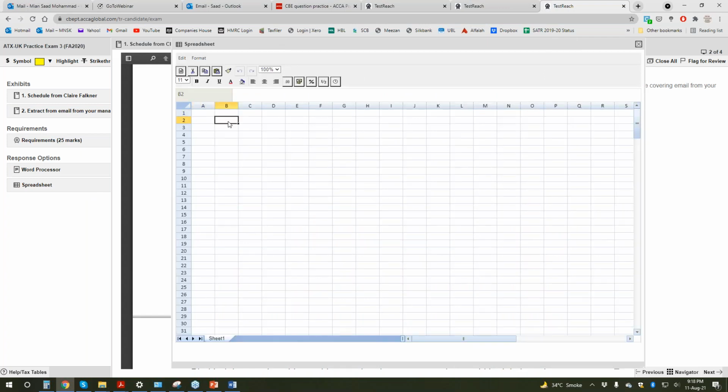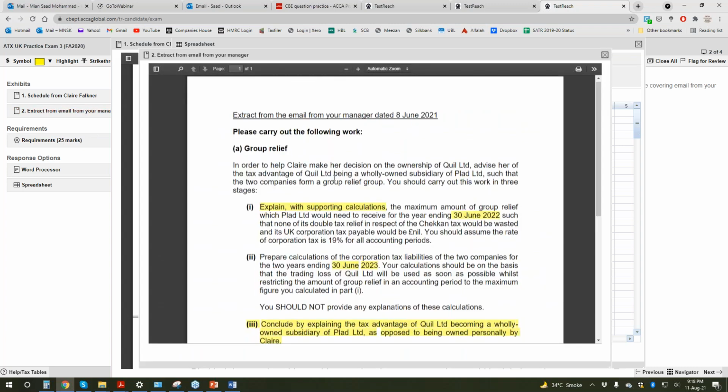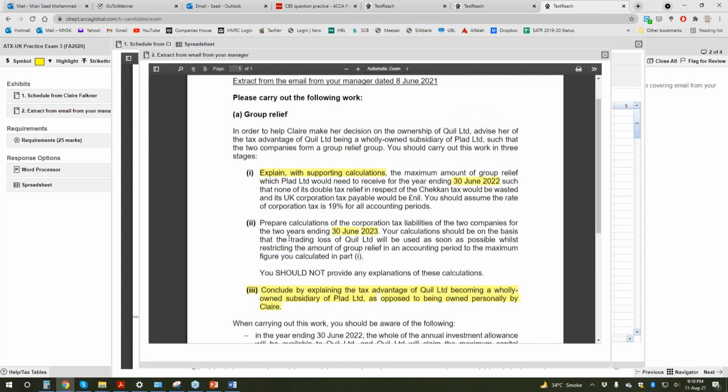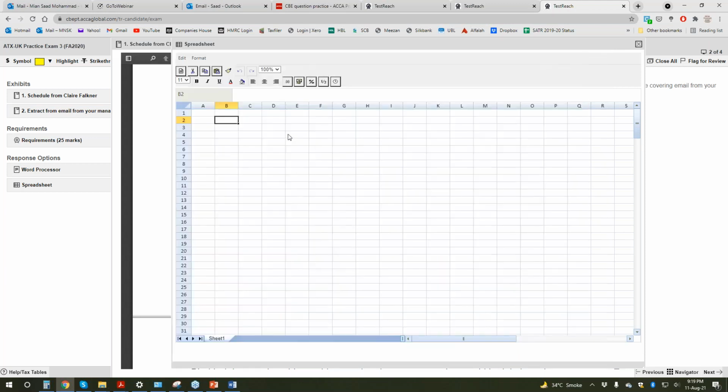Now, I will open the extract here to see what are the three stages in which I have to answer part A. Explain with supporting calculation the maximum type of loss relief, and I cannot tell what is the amount of maximum loss relief without calculating the loss in part 2. And then the conclusion I have already made. So let's start both parts together, because I have to calculate the loss in order to tell what is the maximum amount of loss that can be surrendered.